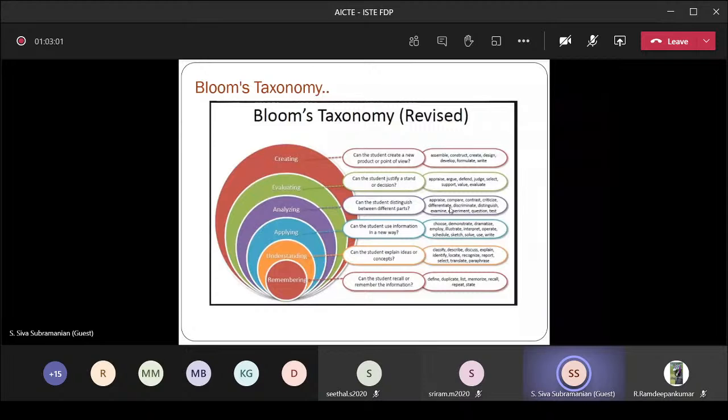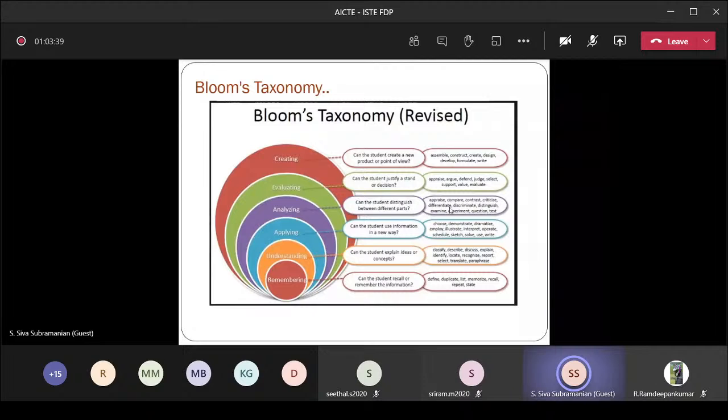And on the fifth level, it is, can the student justify a stand or a decision, right? That is something like you have to make them evaluate a particular process, or appraise a particular system, or you make them argue and make sure that their method of arriving is right. Or give them a case study where they can judge which is right and which is wrong. If those learning abilities are being inculcated in the minds of the students, then they are into the fifth level in Bloom's taxonomy.